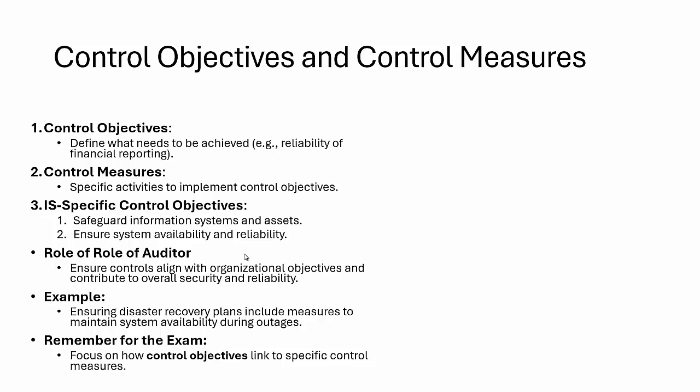That's a question. The role of an auditor is to ensure the control is aligned with the organization's objectives and contributes to the overall security and reliability. An example is ensuring a disaster recovery plan includes measures to maintain system availability. And from the exam point of view, you need to remember how the control objective is linked to the specific control measure and whether it is effective or not.